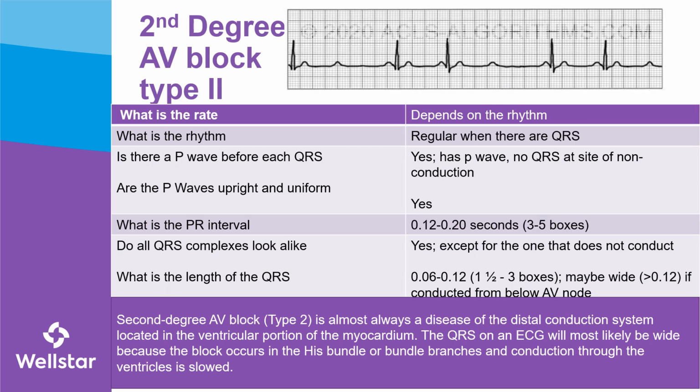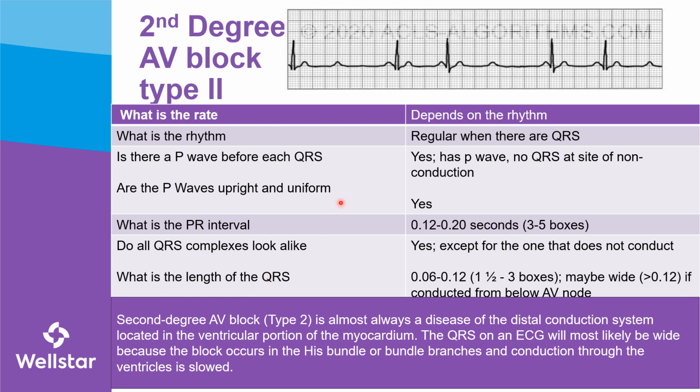The second degree AV block type 2. This is the Mobitz type 2. This is, however, not the Wenckebach block. This is second degree AV block type 2 or Mobitz type 2. The rate is going to be dependent on the rhythm. The rhythm is regular when there are QRSs.